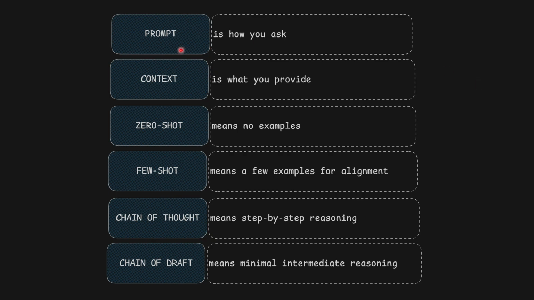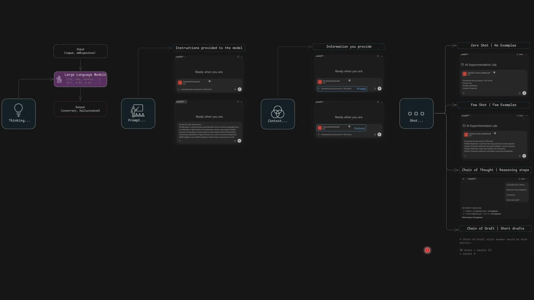Now let us quickly bring everything together. Prompt is how you ask. Context is what you provide. Zero shot means no examples. Few shot means a few examples for alignment. Chain of thought means step-by-step reasoning. Chain of draft means minimal intermediate reasoning. And all of this is really about one thing: controlling the model's output. Because at the end of the day, LLMs do not behave like human thinkers. They respond based on the inputs, patterns, and constraints you provide. And once you understand that, everything changes.